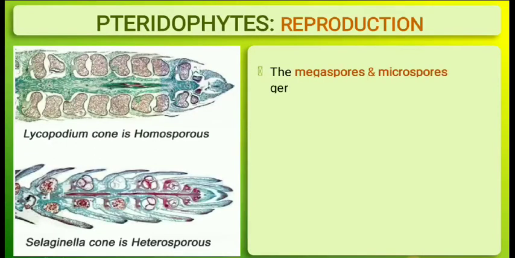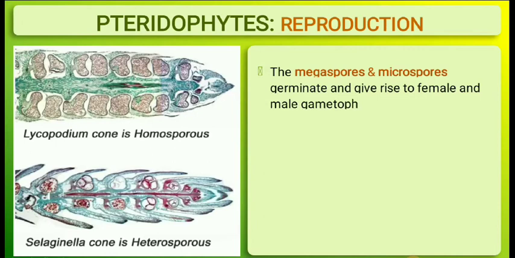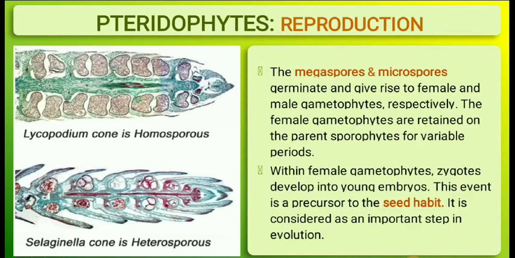Lycopodium cone is homosporous and Selaginella cone is heterosporous, meaning it produces two different kinds of spores. The female gametophyte is retained in the parent sporophyte for variable periods. Within the female gametophyte, the zygote develops into the young embryo, and the embryo is nothing but the future plant. This event is the precursor to the seed habit. Remember, these are the first plants in which the seed habit originated.